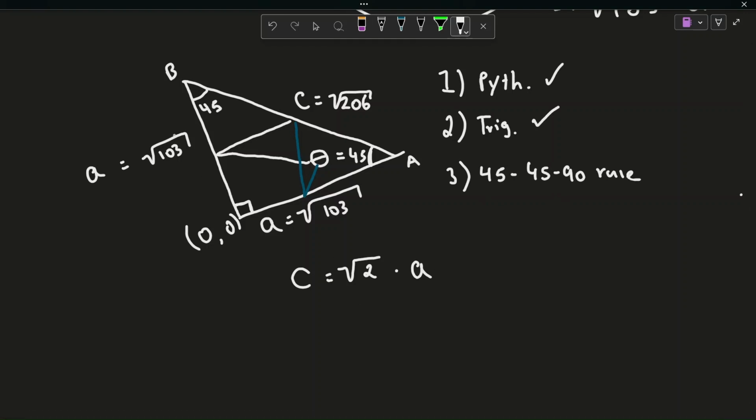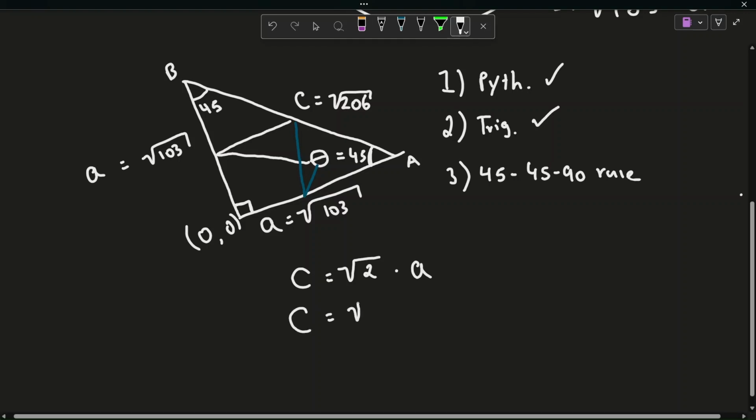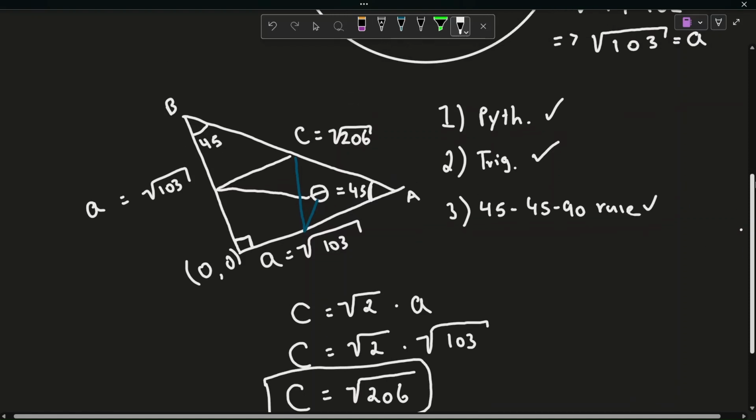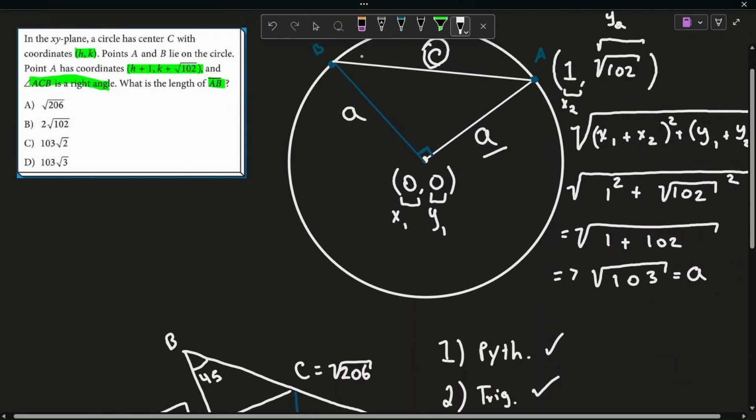And if we plug square root of 103 into A, we see that C is equal to square root 2 times square root of 103, and that's going to give us, once again, the square root of 206. So using all three of these methods, we got the same answer, that c is equal to square root of 206. And if we go back up to the answer choices, we see that the square root of 206 is answer choice A.